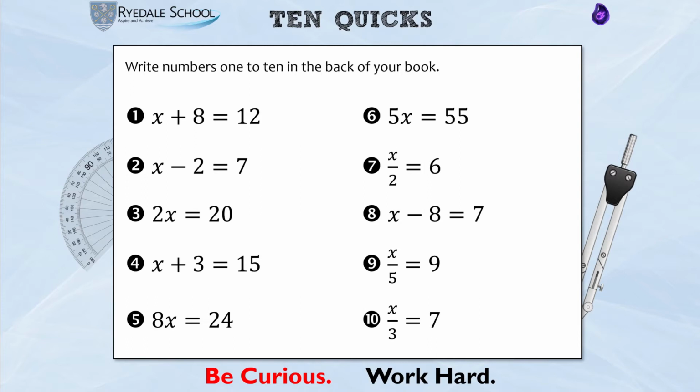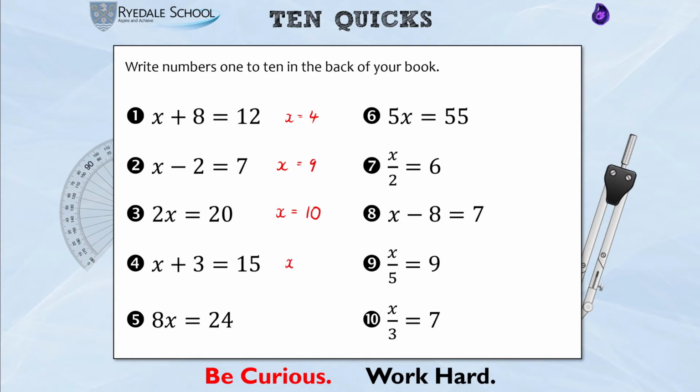The answer to number 1 is x equals 4, because 4 plus 8 equals 12, or you could say 12 take away 8 leaves 4. Answer to number 2 is 9, because 9 take away 2 is 7, or you could say the inverse of take away 2 is add 2, 7 add 2 is 9. Number 3, 2x is 20, x has to be 10, because 2 times 10 is 20.